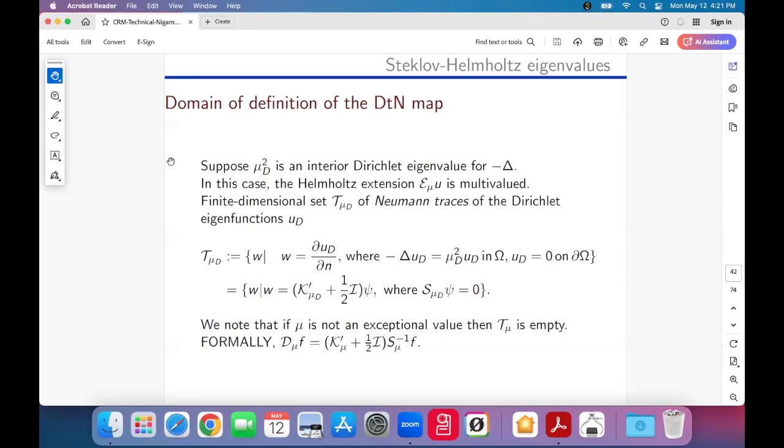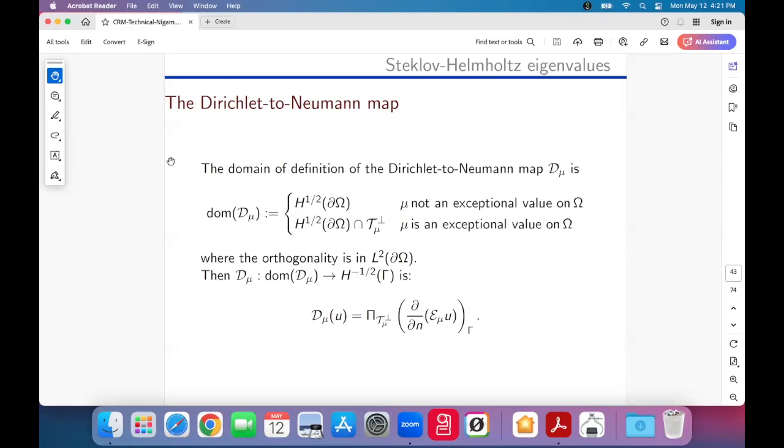And so we have to change the domain of definition of the Dirichlet to Neumann map. As long as you're not at an exceptional value, you just work with whatever space you had. But if you are at an exceptional value, you have to factor out the appropriate subspace. The details are not so important as the fact that you cannot have the same domain of definition for all wave numbers. But you were saying before that you don't know in advance which are these special values. Yeah. So that's still a problem. But at least now I have a definition.